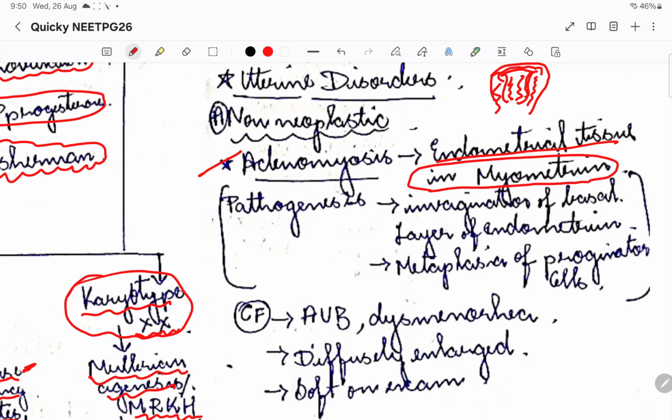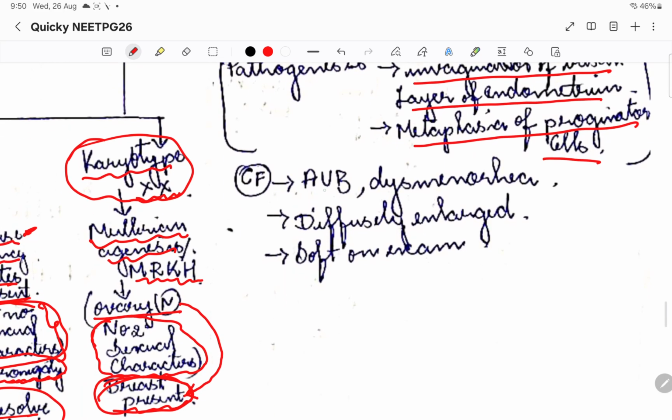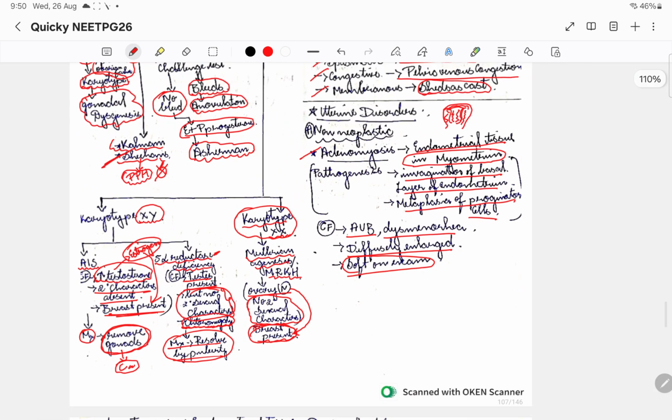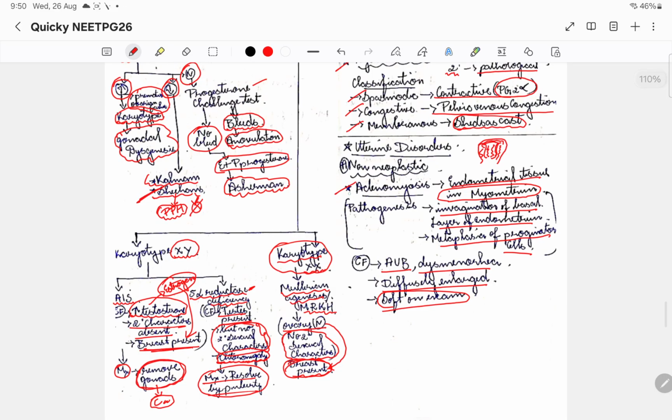Why is this happening? Because of invagination of the basal layer of the endometrium, or because of metaplasia of the progenitor cells. So these are the two pathogeneses that can happen. Coming to clinical features, basically there is abnormal uterine bleeding, dysmenorrhea, and a diffusely enlarged, soft uterus on examination. This is what the adenomyosis patient will present with.